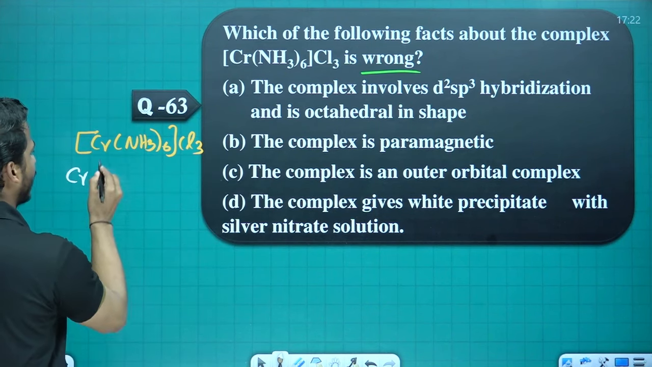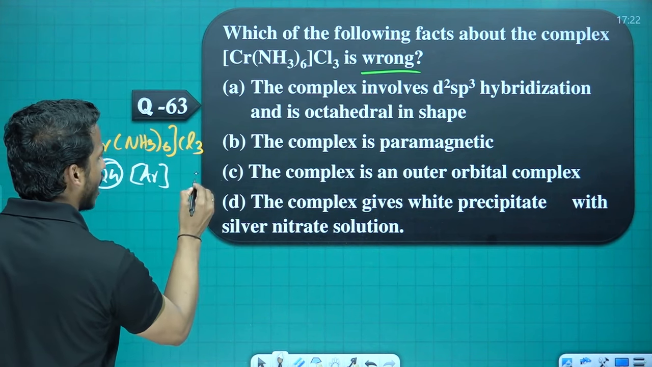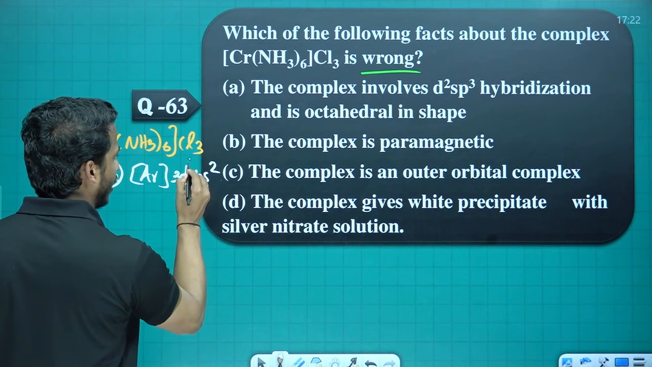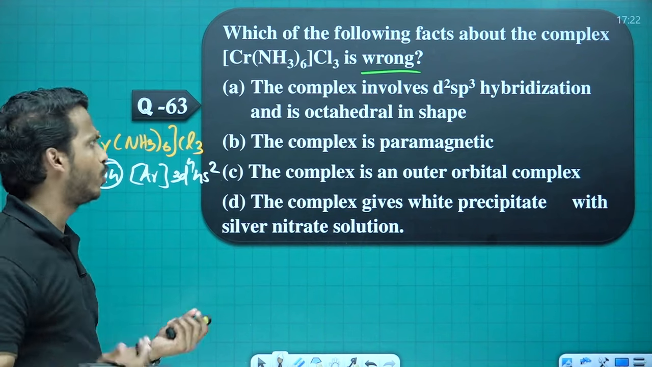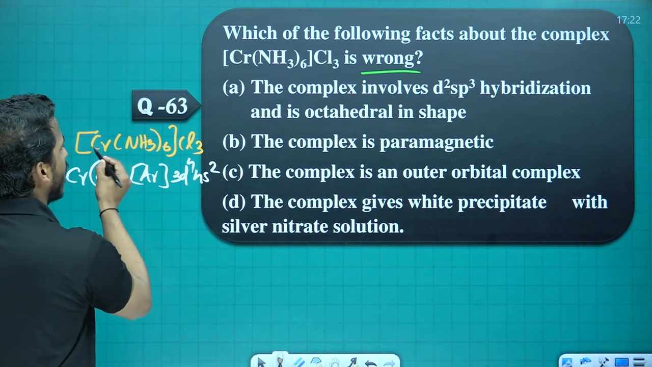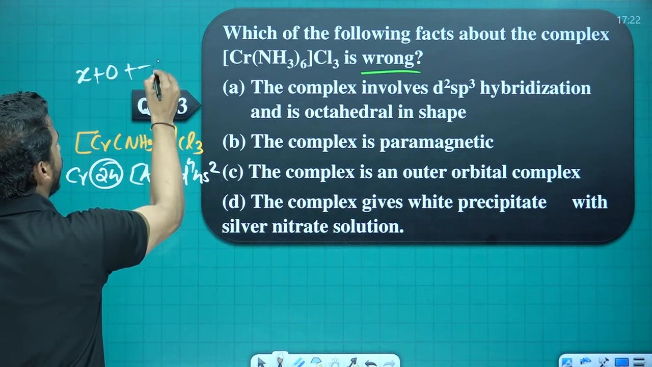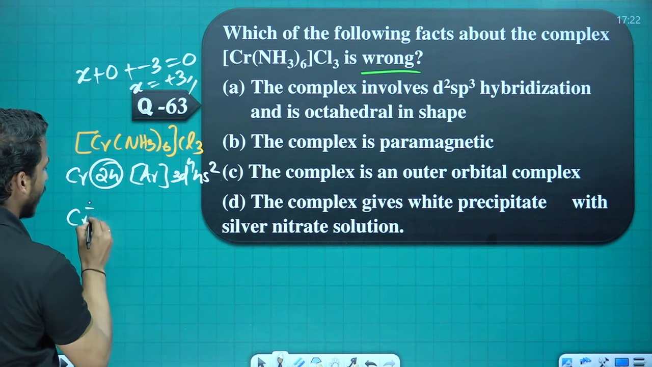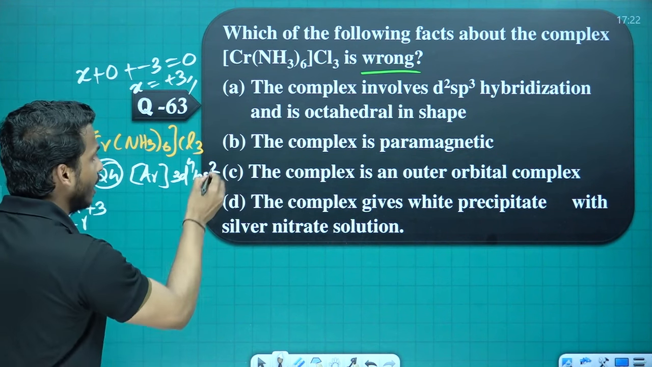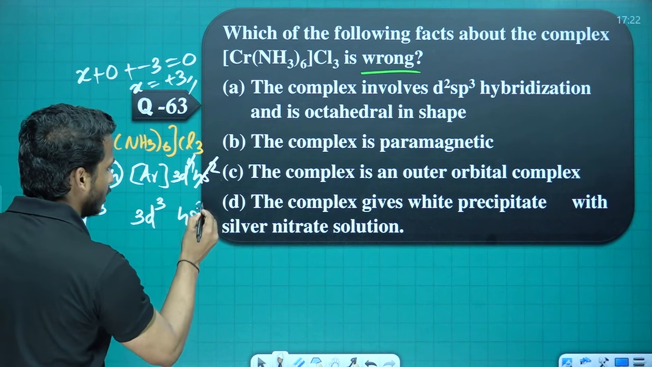Let me take the central metal atom chromium. Chromium atomic number is 24. We can write it as argon 4s2 3d4. No need to interchange the half-filled configuration. Anyway, you are going to remove electrons, right? Here what is the charge of chromium? Chromium x, amine 0, 3 chlorine minus 3, overall 0, x is equal to plus 3. So chromium charge is plus 3. What do you mean by plus 3? Remove these 2, and from this one you will get 3d3, 4s0.